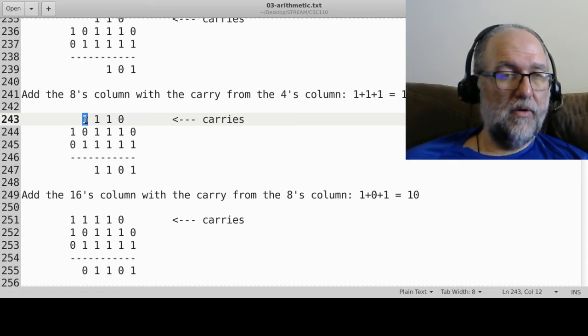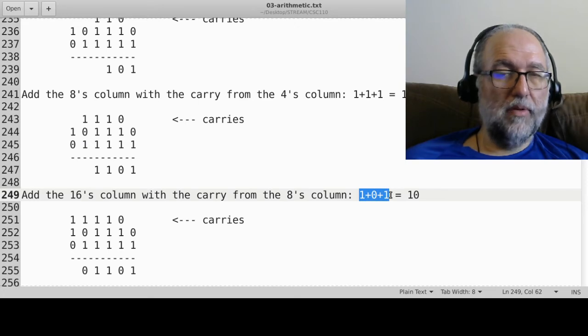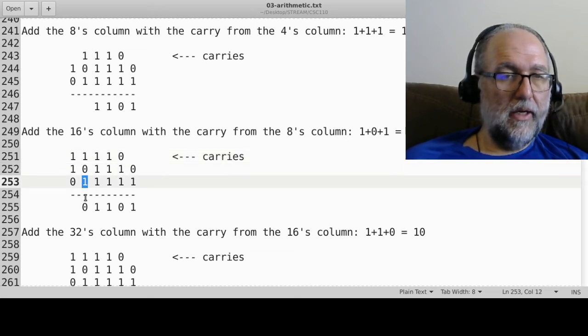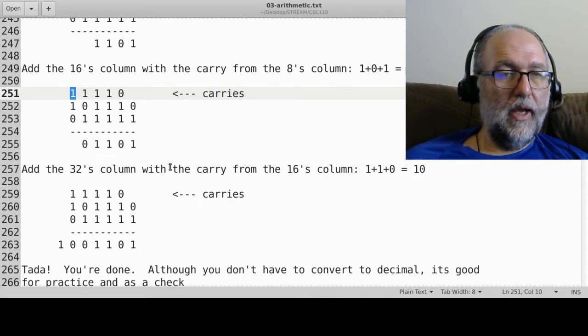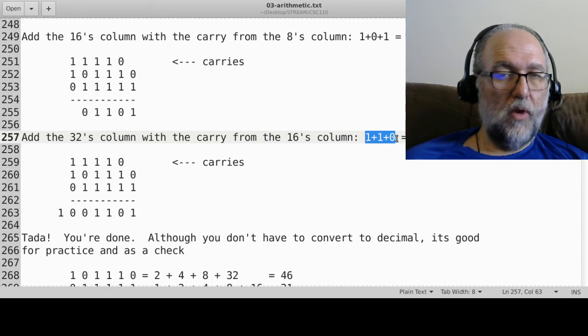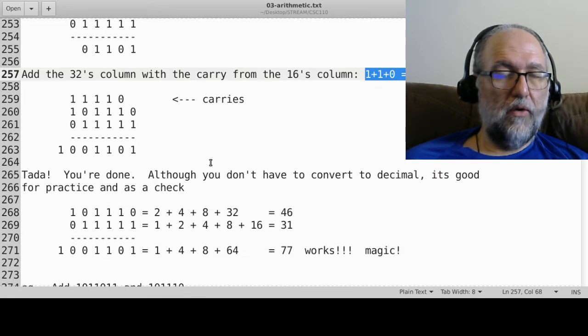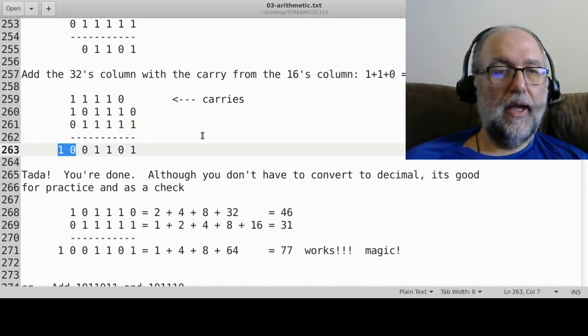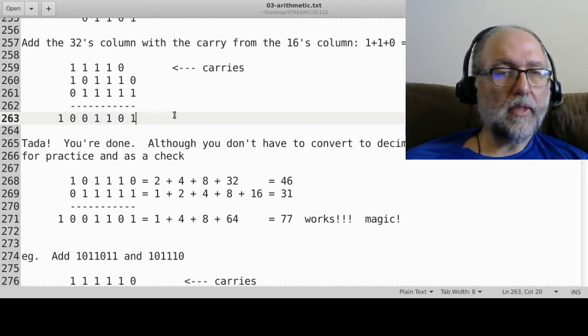And in the 16s column, you've got 1 plus 0 plus 1. 1 plus 0 plus 1 is 10. Okay, so 1 plus 0 plus 1 is 0, carry 1. And finally, you're in the 32s column, and you've got 1 plus 1 plus 0. And 1 plus 1 plus 0 is 0, carry 1. And so there it is. Okay, and we're done. All right.